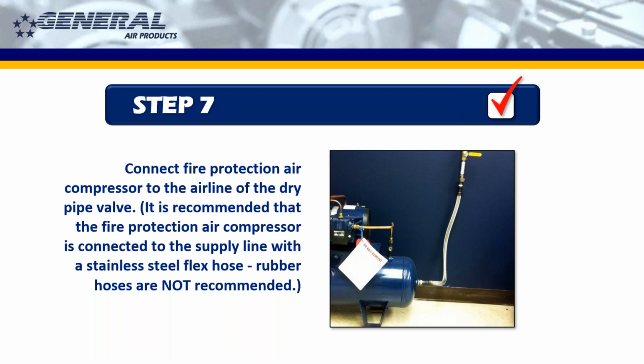Step 7 here, connect the fire protection air compressor to the airline. So right now we have no power to it, or the power should be off, and we're connecting it mechanically. We use that stainless steel flex hose that we include with the unit to do that connection. That cuts down on all sorts of problems.